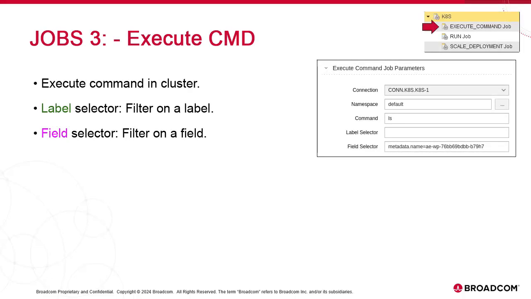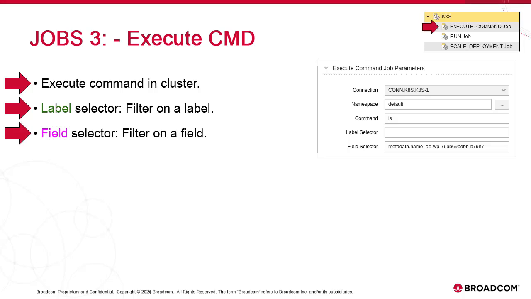Next, we cover the execute command job. This gives us the ability to submit system commands inside the namespace. This is the Automic equivalent of the kubectl exec -it command. You find 2 fields, label and field selector. They provide the ability to target specific pods by filtering on labels or fields.